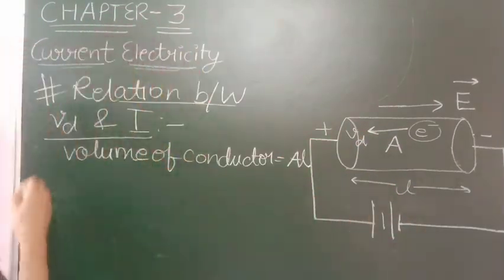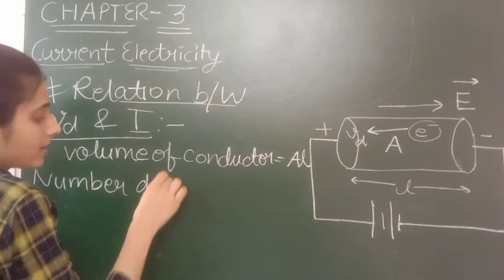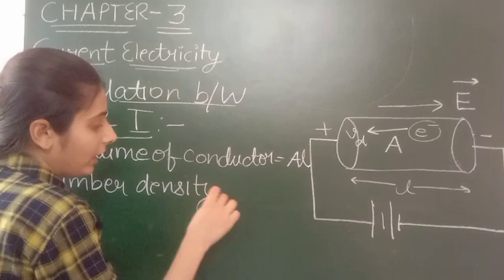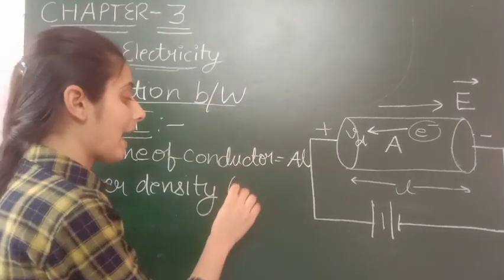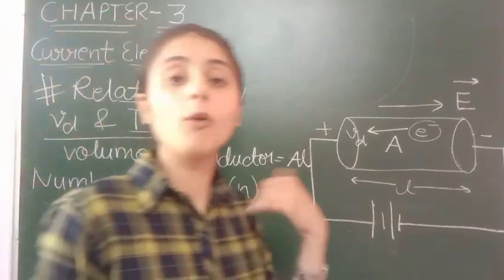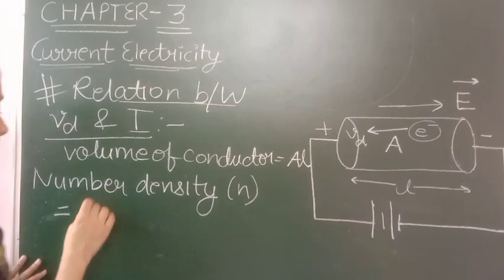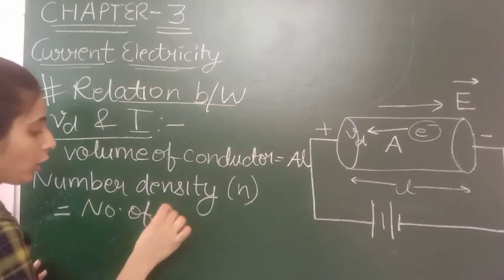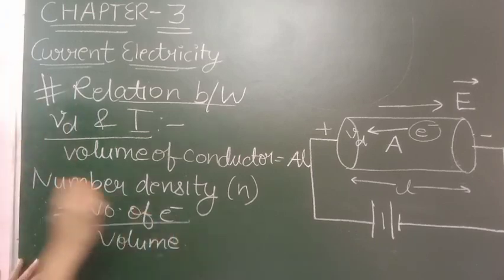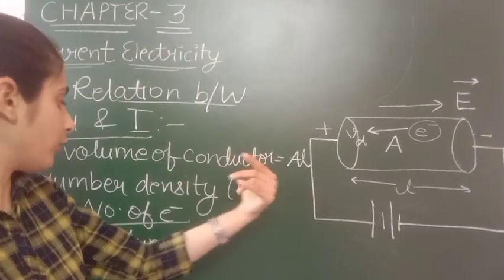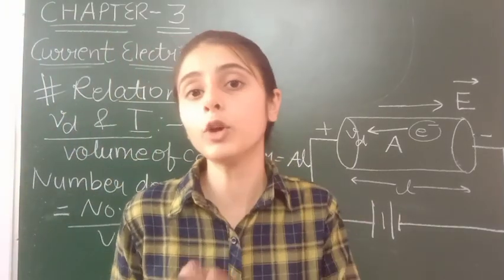And now about number density. So what is number density? Number density is the number of electrons present in a unit volume. It is represented by N and it defines how many electrons are present per unit volume. We know what is the volume and what is the number density, but we have to find the total number of the electrons.